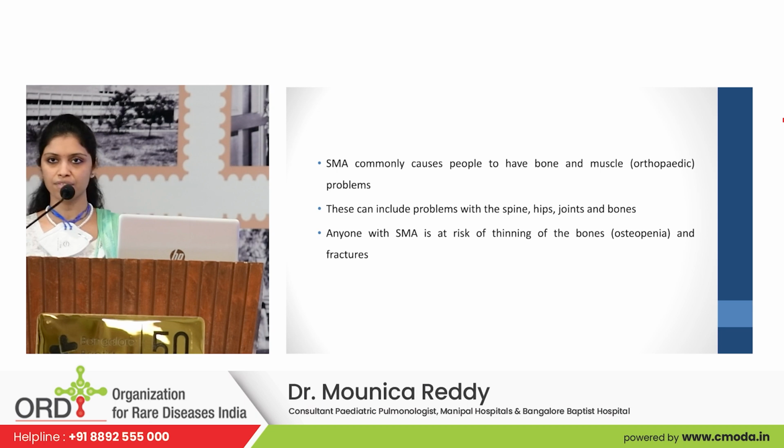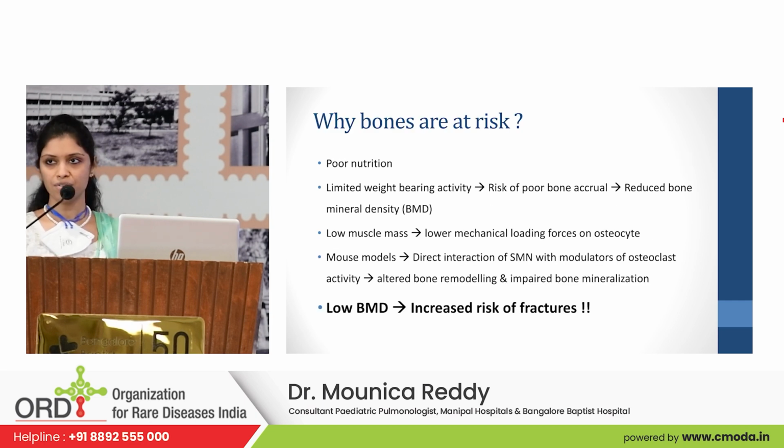So, as has been mentioned in Dr. Ramya's lecture, different organ systems are involved. SMA commonly causes people to have bone and muscle problems, and these can frequently involve the spine, hip, joints, and bones. Anyone with SMA is at risk of thinning of the bones, osteopenia, and recurrent fractures. So, why are the bones at risk?